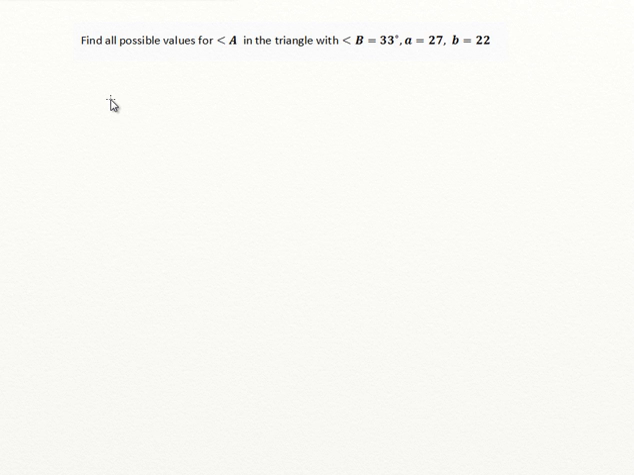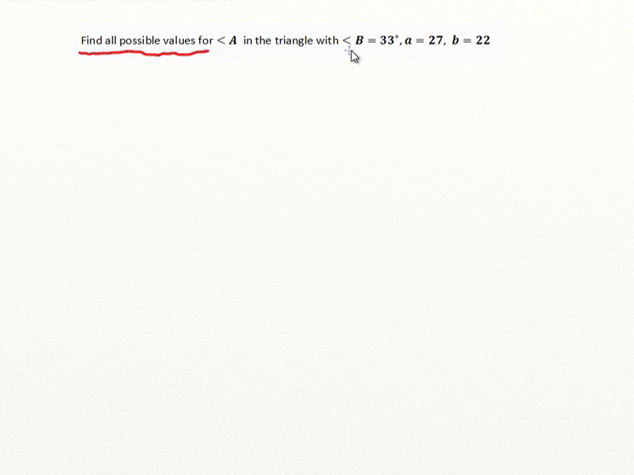Okay, here's a question that involves the ambiguous case of the sine law. It says, find all possible values for angle A in the triangle with angle B equal to 33 degrees, side a 27 and side b 22. So how do I know this is the ambiguous case? Well, the first clue is when you are given a phrase such as find all possible values. That's a big clue that there might be more than one unique answer.